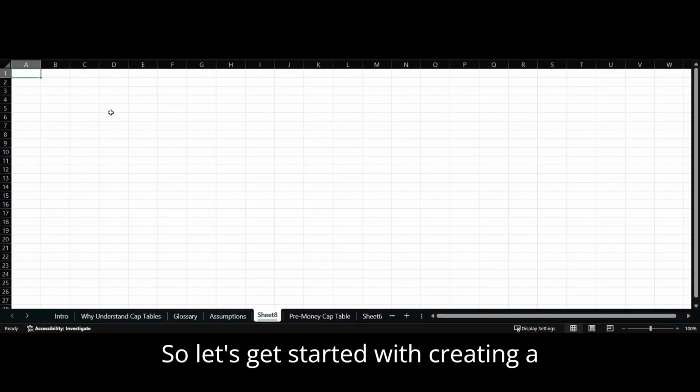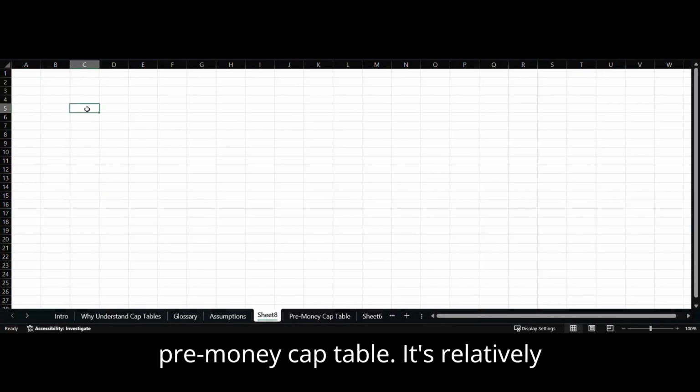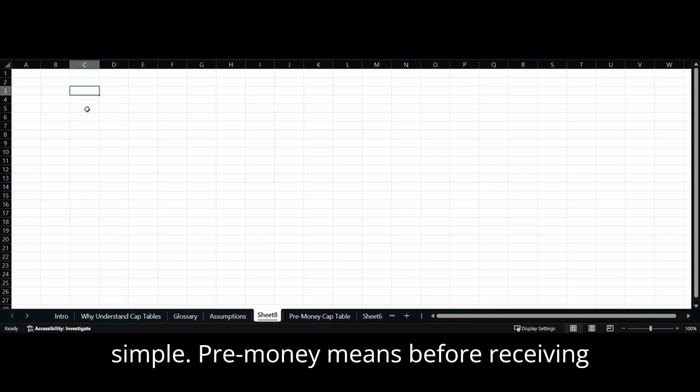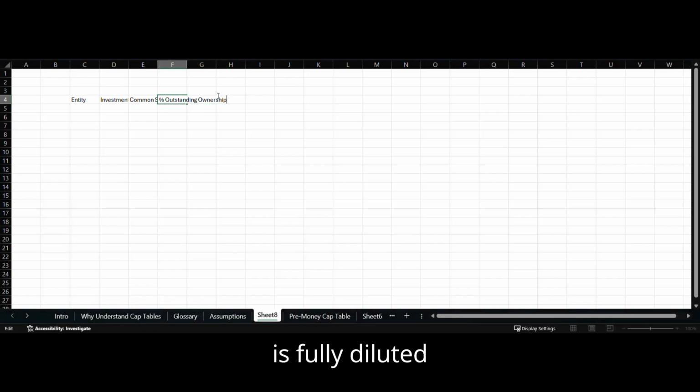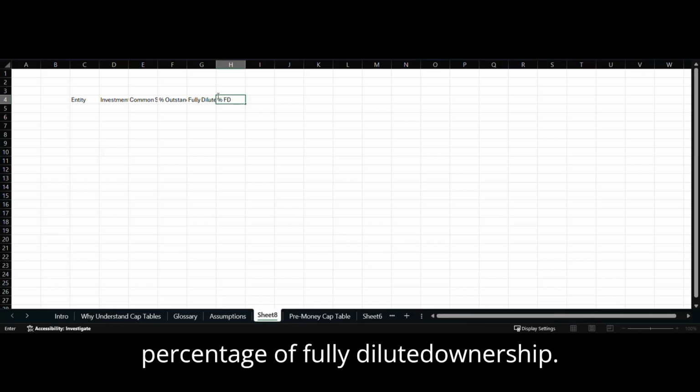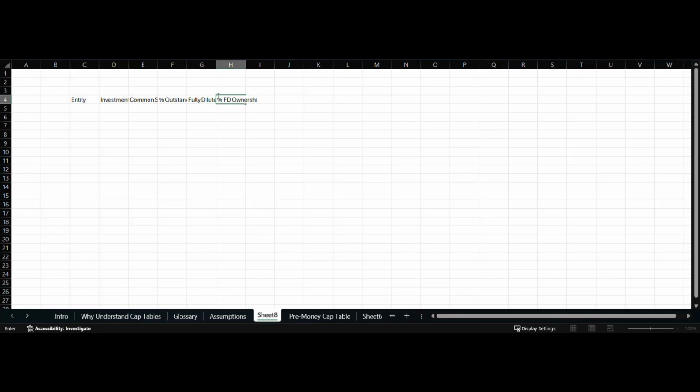So let's get started with creating a pre-money cap table. It's relatively simple. Pre-money means before receiving investment. Another column that we will add here is fully diluted shares and percentage fully diluted ownership.